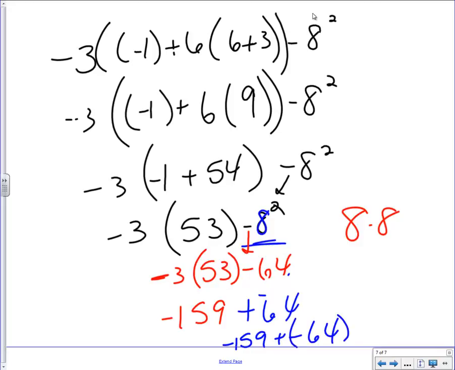Signs are the same, so I'm going to add the two numbers and keep the sign. And so the answer is going to be negative because I'm keeping the sign. And when I add those two together, I get a negative 223, final answer. All right, so make sure that you do your homework and bring it to class.